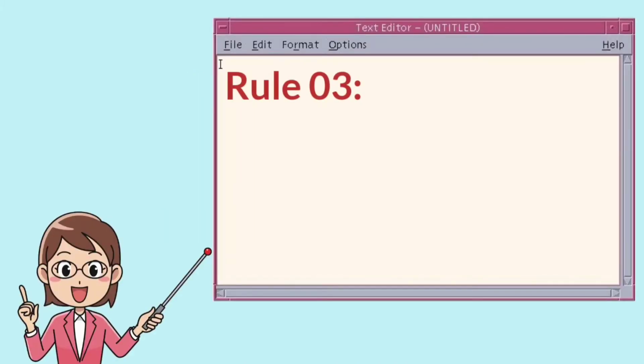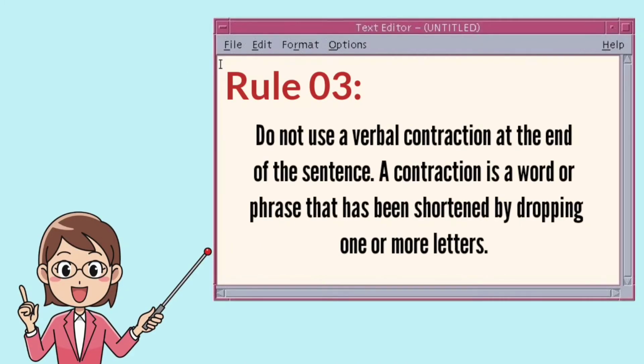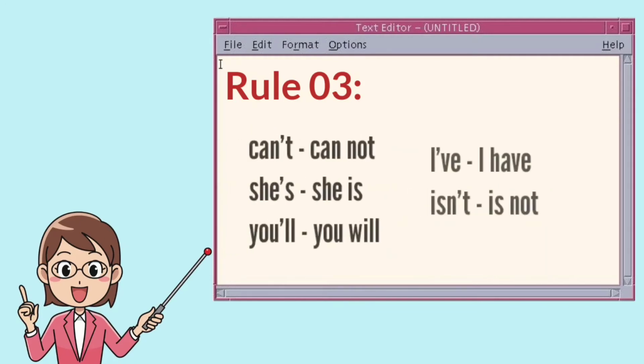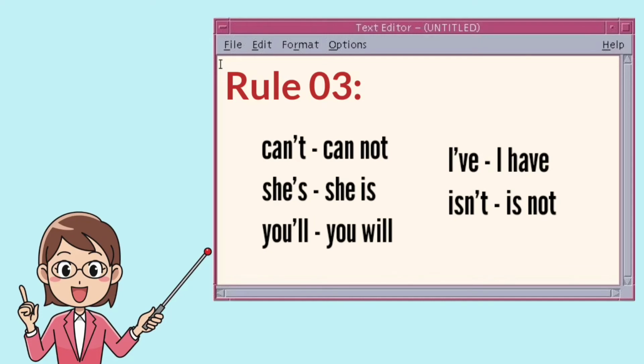Rule number 3. Do not use a verbal contraction at the end of the sentence. A contraction is a word or phrase that has been shortened by dropping one or more letters. In writing, an apostrophe is used to indicate the place of the missing letters. Some examples of contractions are the following. Can't, cannot, she's, she is, you'll, you will, I've, I have, and isn't, is not.